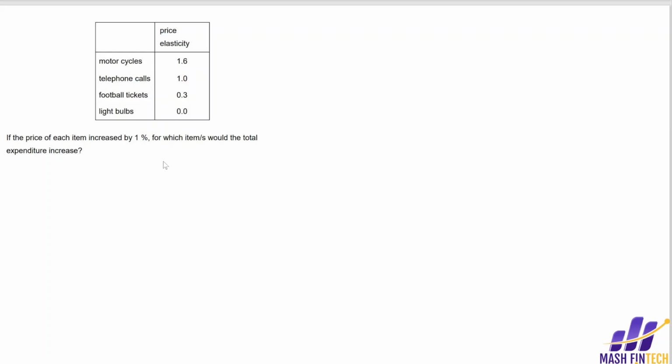Okay, so you're given these 4 products with different elasticities, and they say for the price of each, if the price of each item increased by 1%, for which item or items would the total expenditure increase? You need to understand this relationship. I'm going to draw these graphs here. It's going to come in handy. Make sure you understand this relationship.